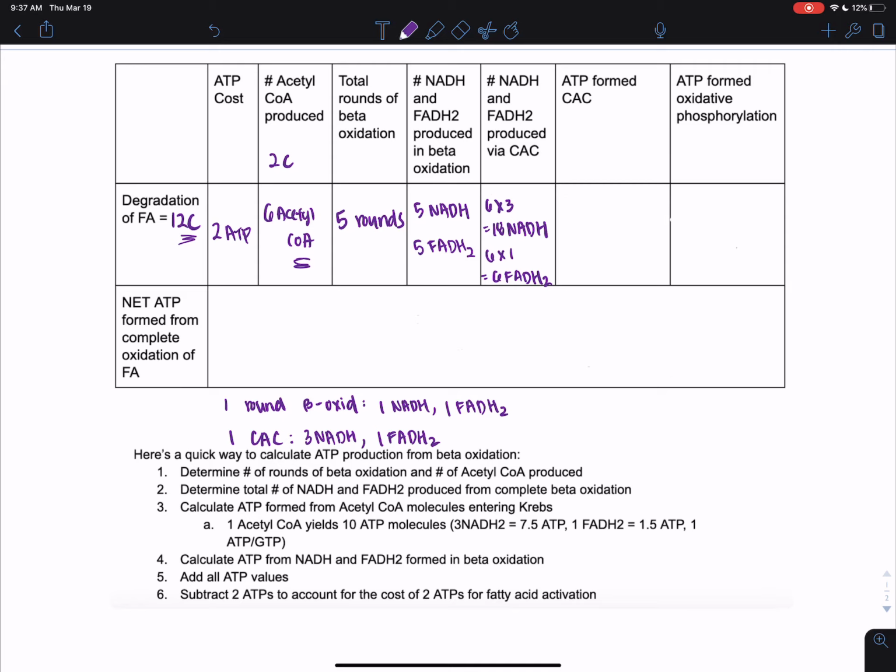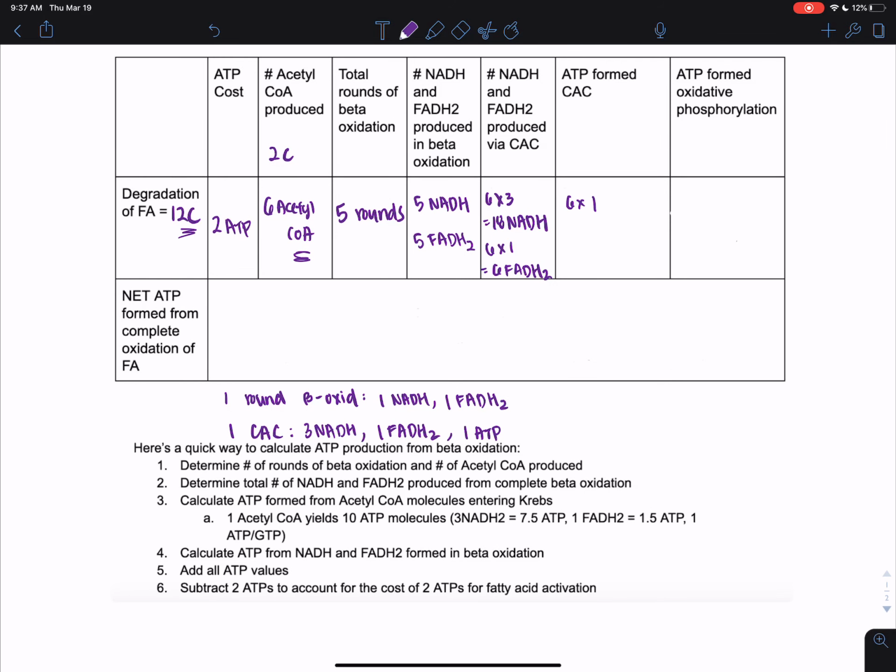And then you also form some ATP from the citric acid cycle. It's not a lot, but it is some. If you remember, you form 1 ATP per 1 round of the citric acid cycle. Again, since we have 6 acetyl-CoA, you'll be having 6 rounds of the citric acid cycle to give you 6 ATP.